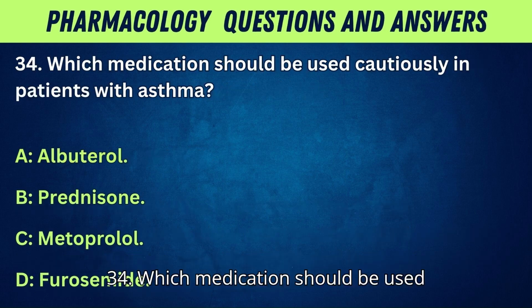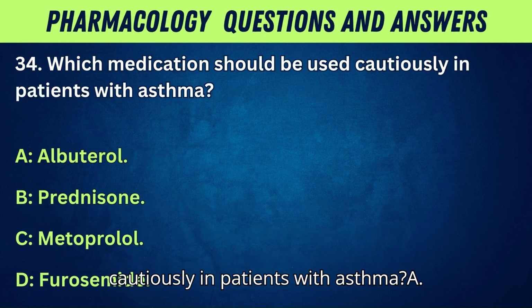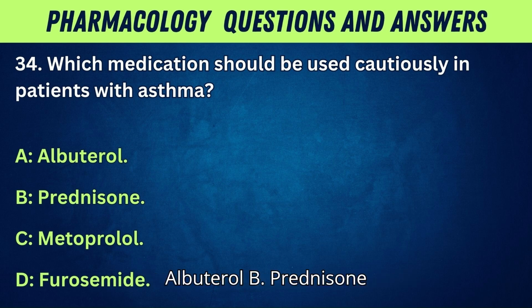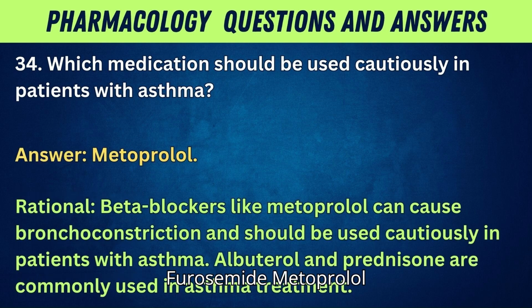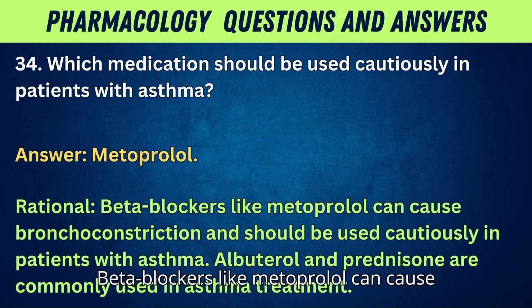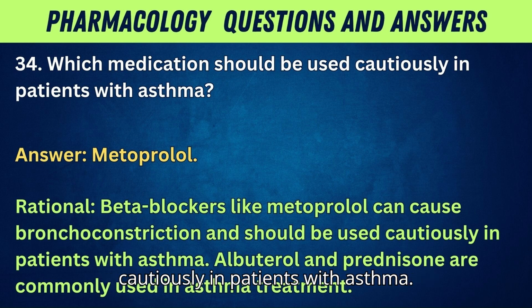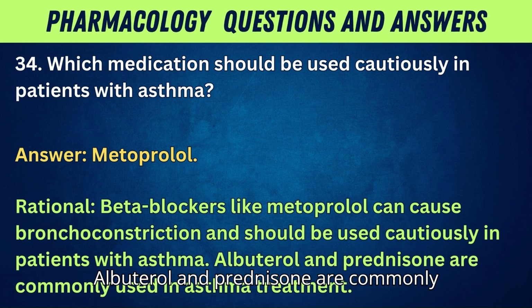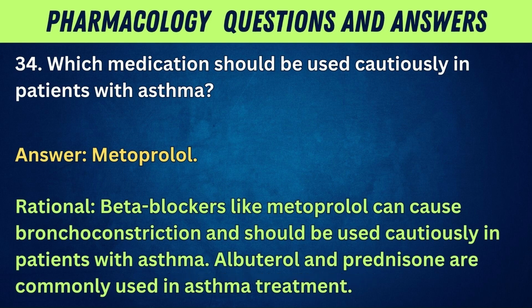34. Which medication should be used cautiously in patients with asthma? A. Albuterol. B. Prednisone. C. Metoprolol. D. Furosemide. Answer: Metoprolol. Rationale: Beta blockers like metoprolol can cause bronchoconstriction and should be used cautiously in patients with asthma. Albuterol and prednisone are commonly used in asthma treatment.